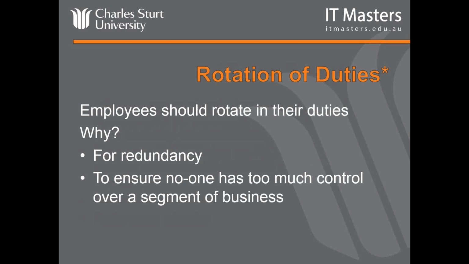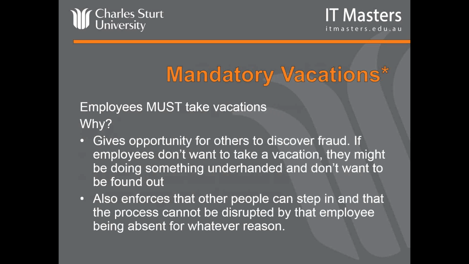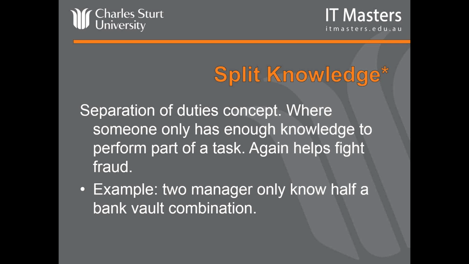Rotation of duties. We need to make sure we rotate duties. One, redundancy. First of all, making sure we have multiple skilled people in case something happens, which is reducing risk in itself, and also to ensure that people don't gain too much control. This is why also we want mandatory vacations, ensuring people leave so that we can not have fraud.